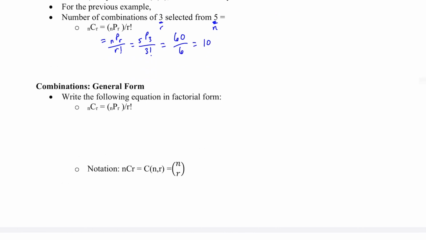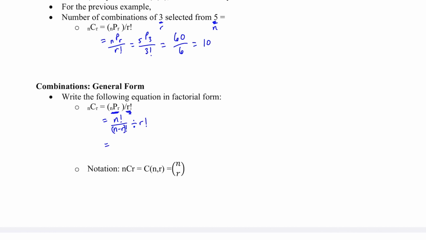Let's dig a little deeper into this formula. So write the following equation in factorial form. If we have nPr over r factorial, if you remember the definition of nPr, nPr is n factorial over n minus r factorial. And what we follow that up with is we divide that still by r factorial, like that.